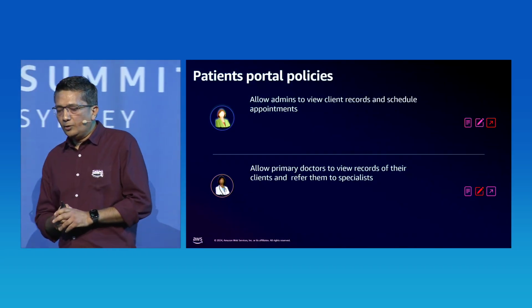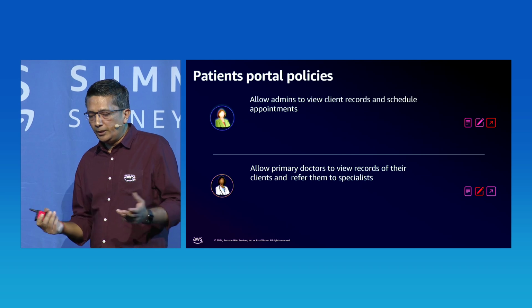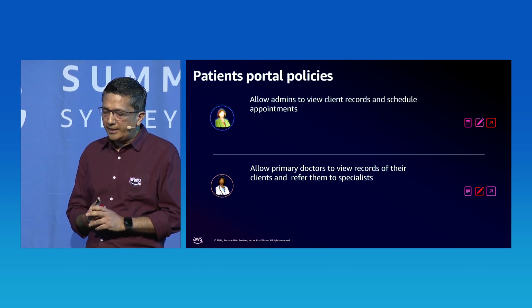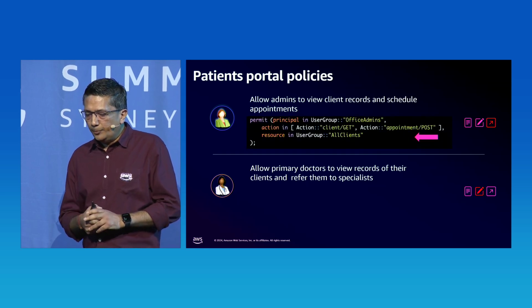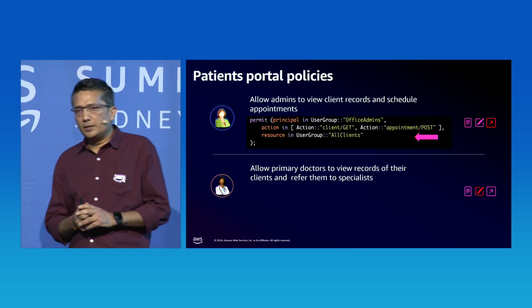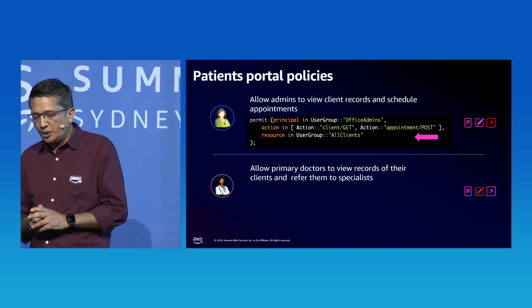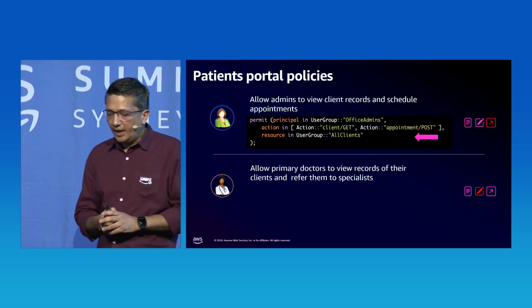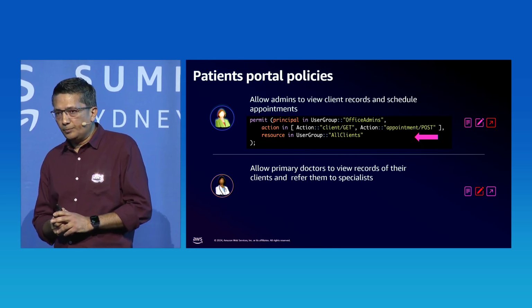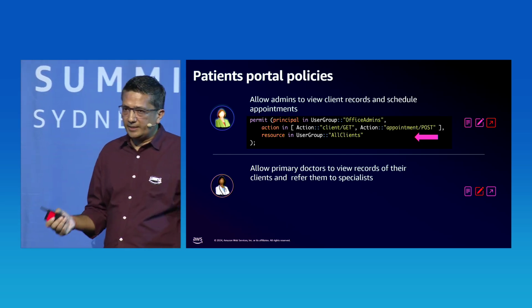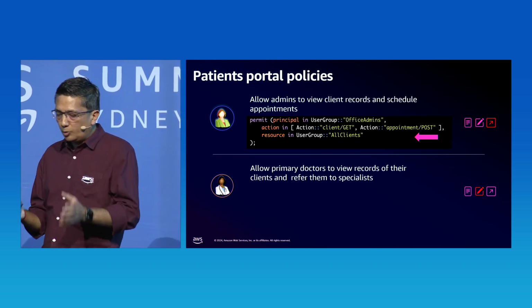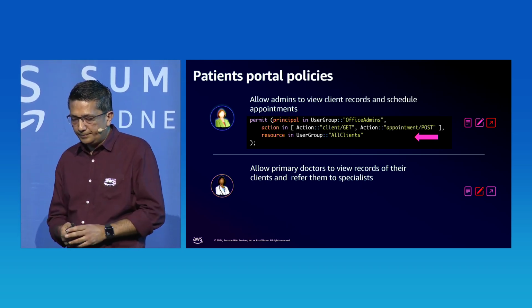So let's look at how these authorization rules are converted into policy. Here, the first rule says, allow admins to view client records and schedule appointments. And the respective policy is, the principal, which belongs to the office admins group, is allowed to take the actions get client records and book appointment for the resources which belong to the all clients group. And this is an example of role-based access control, purely because the permission is granted based on the user's role, which is office admin in this case.